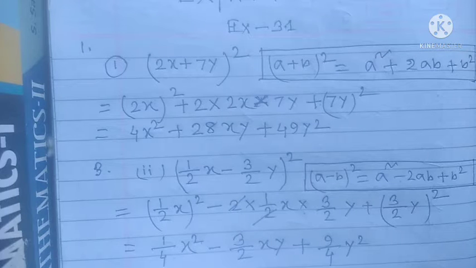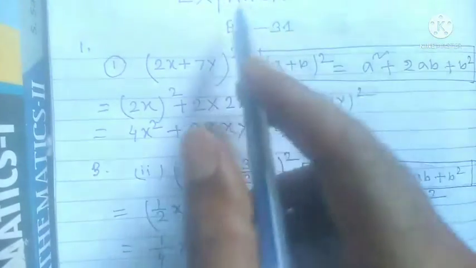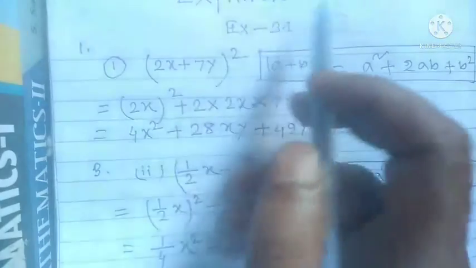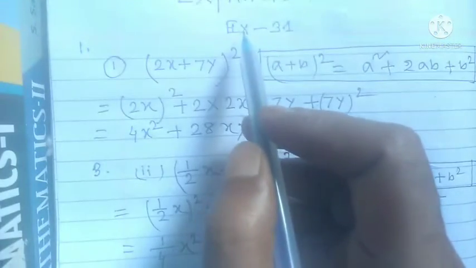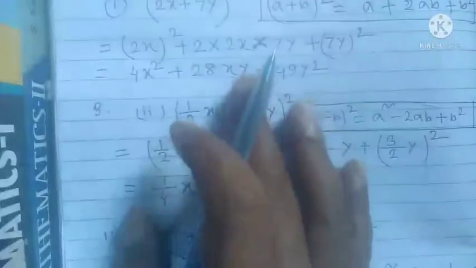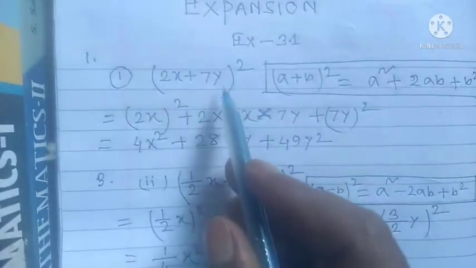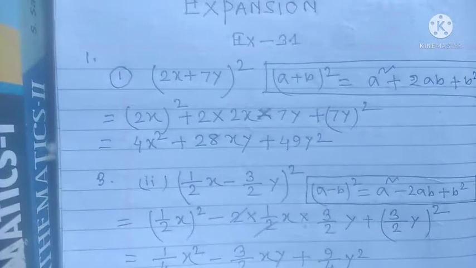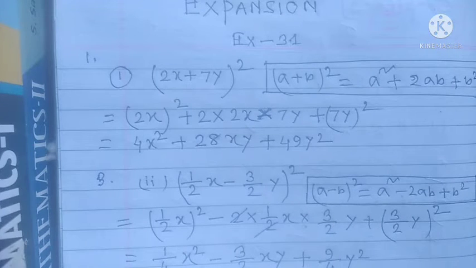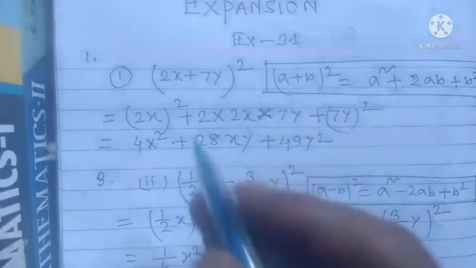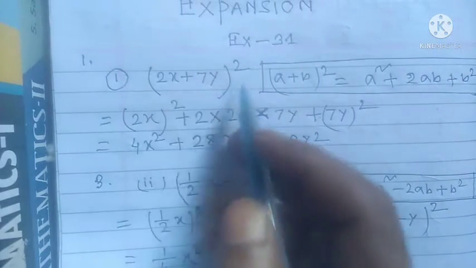Okay, so exercise 3.1, the chapter name is expansion. Our first question is (2x plus 7y) whole square. So you have to expand it, that means you have to solve this question.